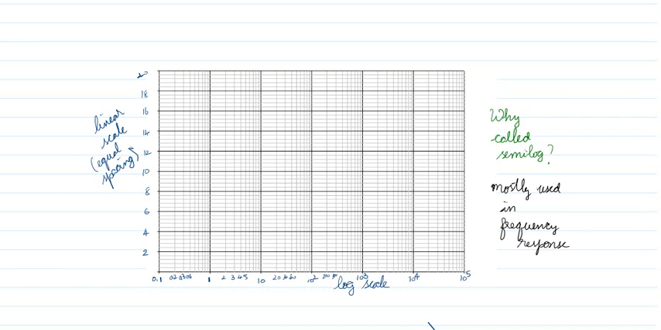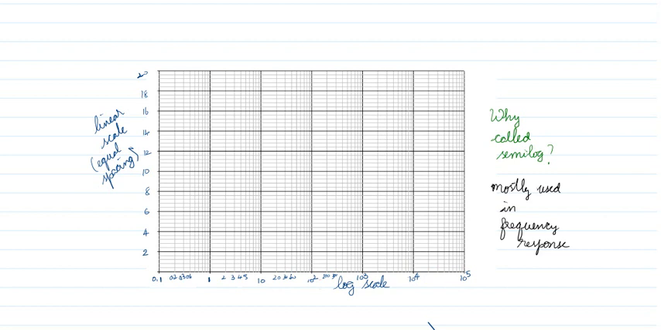The next line is 0.2, this is 0.3, 0.4, 0.5. If this is 1, this is 2, 3, 4, 5. If this is 10, the next is 20, 30, 40. If this is 10 squared, this is 100, 200, 300, 400. This is how we will plot the frequencies, right?